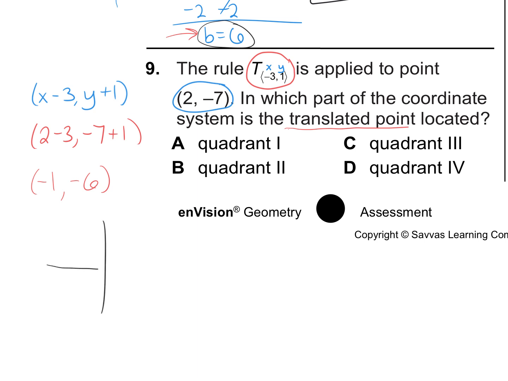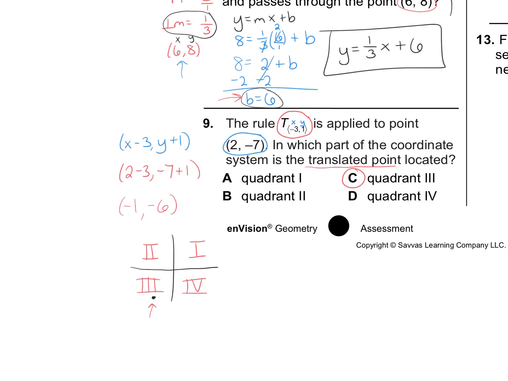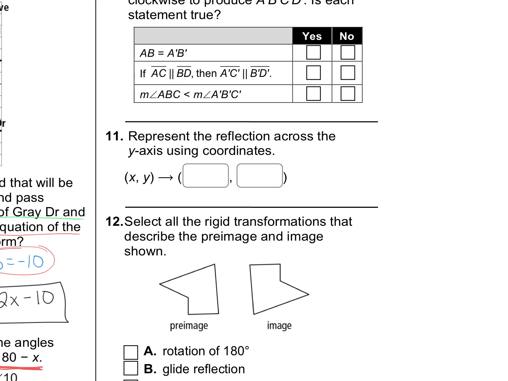Okay, so here's my coordinate plane. -1, -6 is down here. Do you agree? Yes. Okay. Which quadrant is 1? Top right. Top right. It's always going to be 1 because that's where x's and y's are positive. Now, to figure out 2, 3, and 4, what direction do we go? Do we go down or do we go left? Left. Yep. So, what quadrant does our point lie in? 3. Yep.